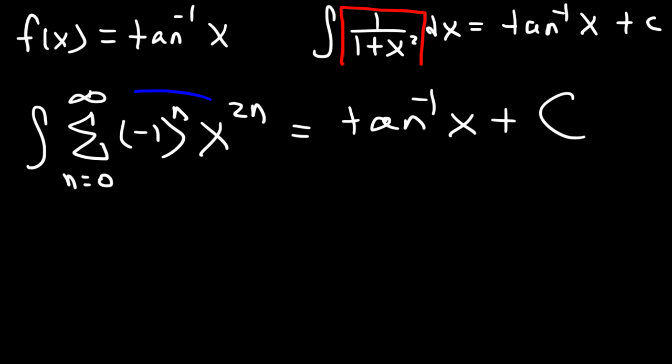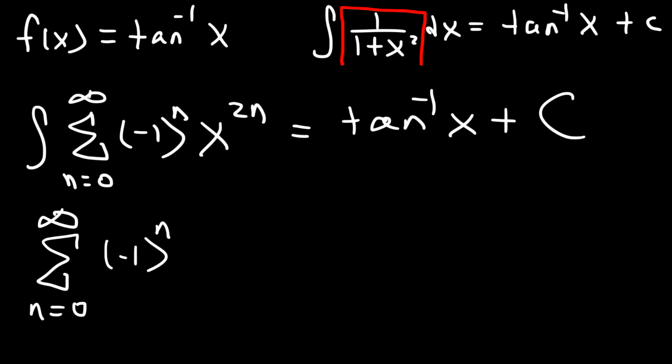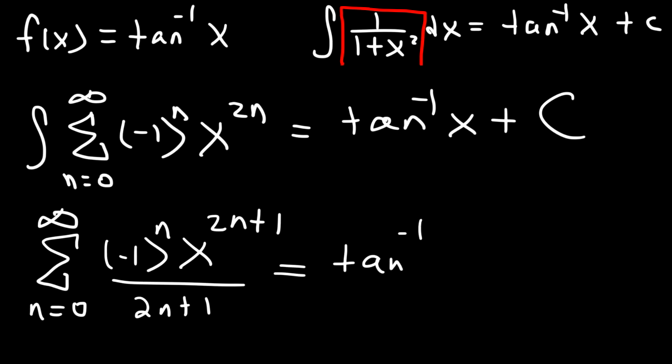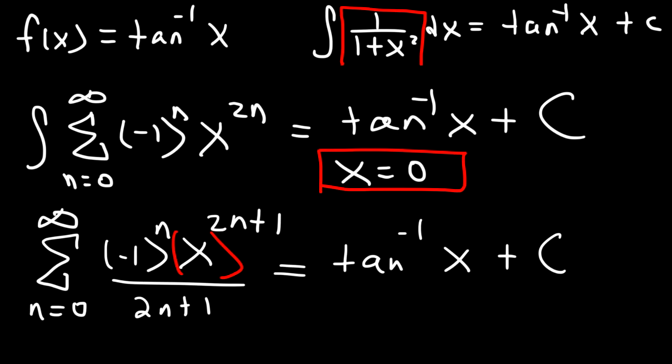Now go ahead and integrate the left side of the equation. So we're going to have this series from 0 to infinity, and negative 1 to the n, that's a constant, so let's rewrite that. And let's use the power rule for integration on x to the 2n. So we need to add 1 to the exponent and then divide by that result. Now the next thing we need to do is determine the value of c, the constant of integration. So what value for x should we plug in? Let's plug in 0, because as we can see, it's centered at 0.